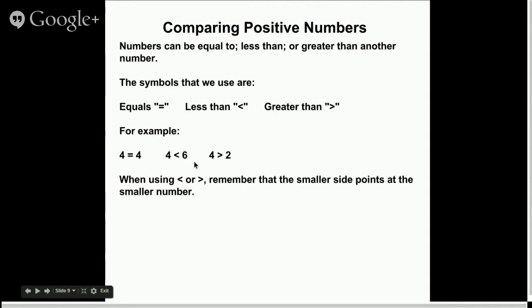my teachers always told me the alligator mouth. So which would you rather eat, 6 or 4? You'd rather eat 6 donuts than 4 donuts because donuts are delicious. You would rather eat 4 donuts than 2 donuts. Okay, or you could think that the smaller side of the arrow is pointing towards the smaller number.